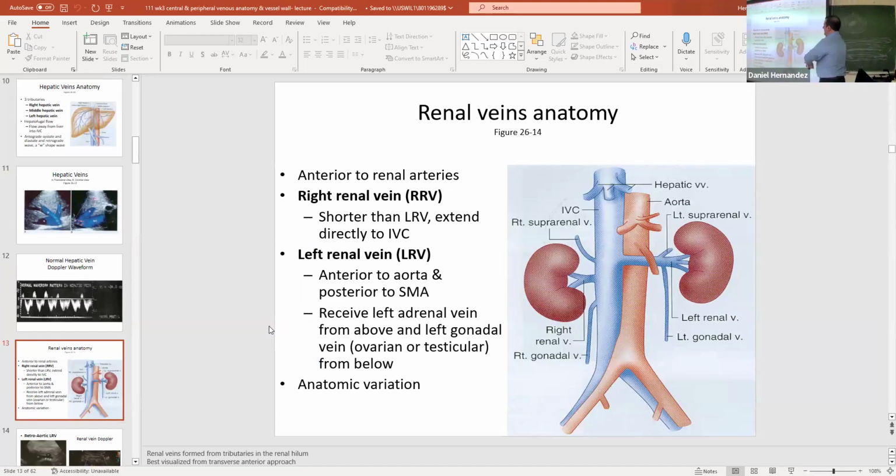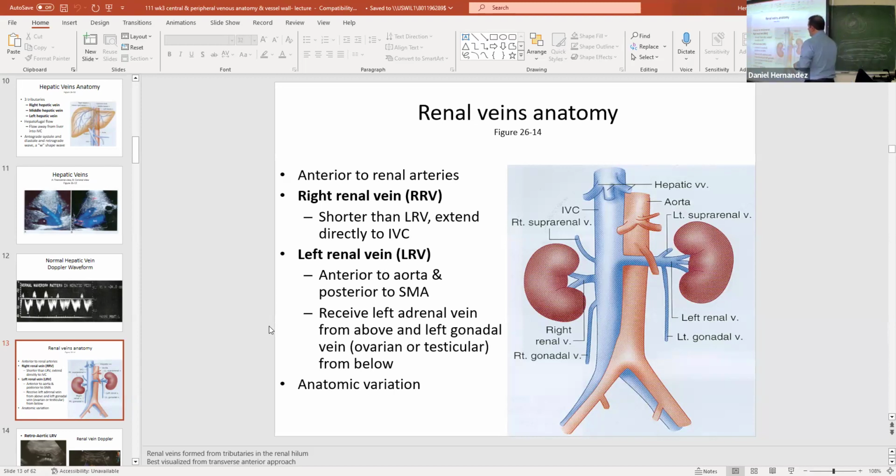So, renal vein anatomy now. The veins lie anterior to the arteries, so they're located above if you were to image sonographically. Coming from an anterior approach, when we're imaging this patient, you're going to see the veins sitting above or on top of the arteries.